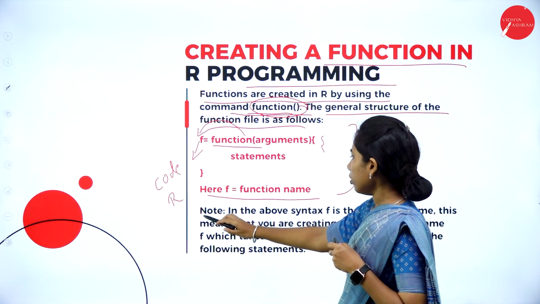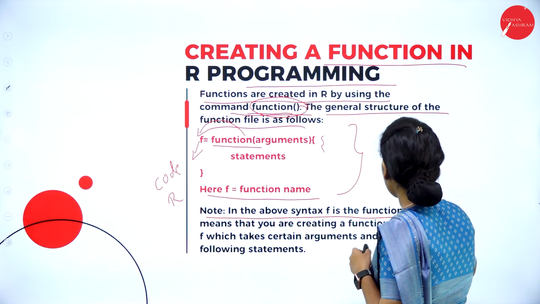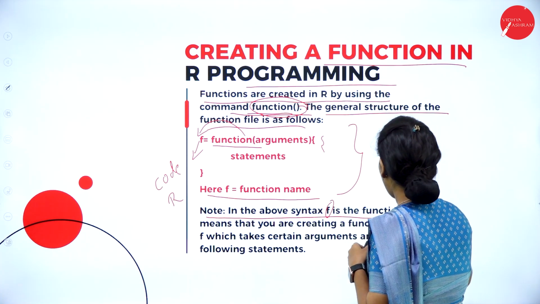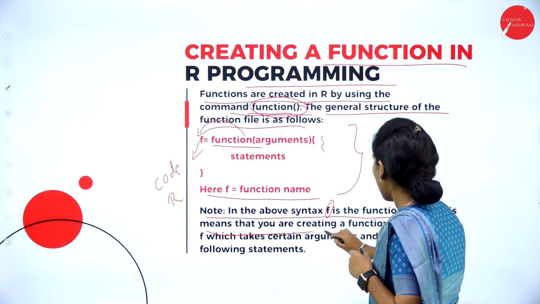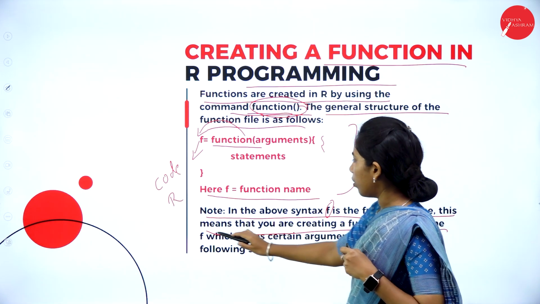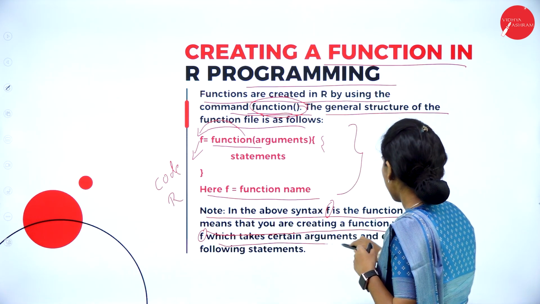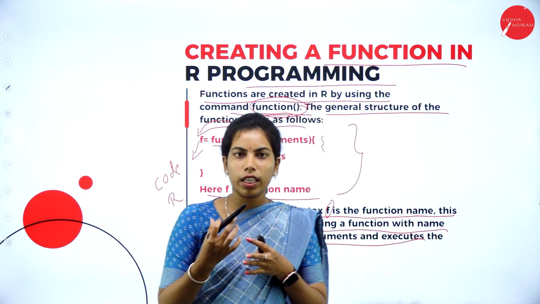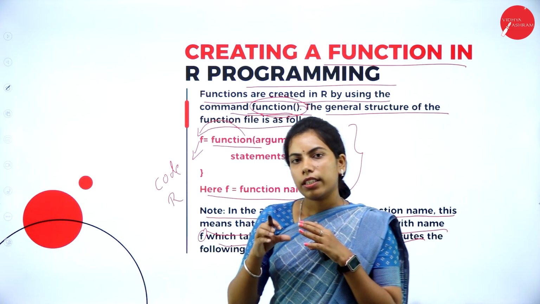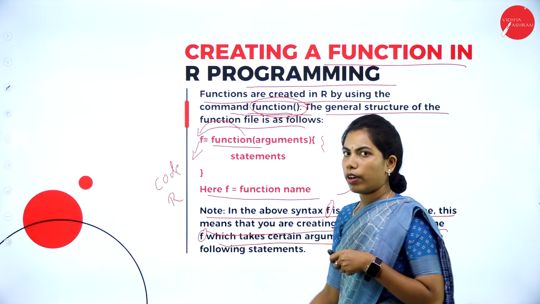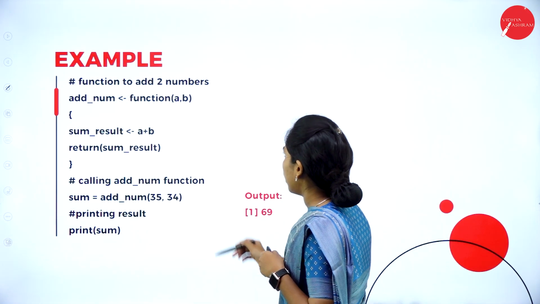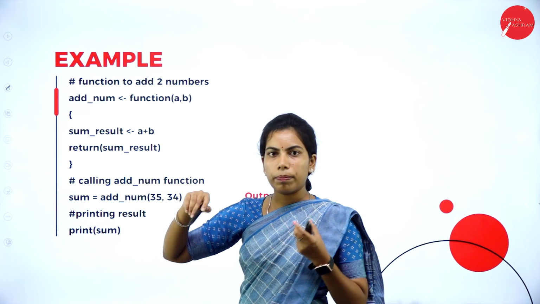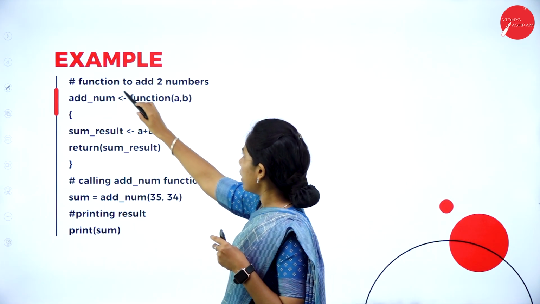So in the above syntax, the function f is the function name, which means that you are creating a function with the name called F, which takes certain arguments to execute a block of code. To execute any code, we have to set the block of code inside the function.